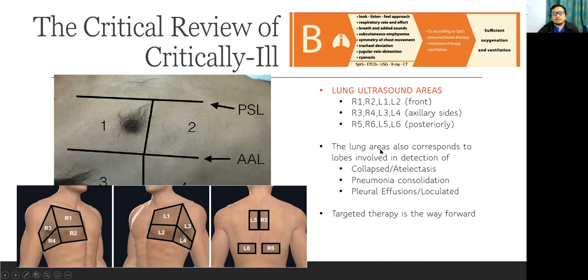According to the ultrasound ABC profile, you can identify whether the lung is collapsed, atelectasis, whether you have pneumonia or consolidation, and whether there is pleural effusion or loculated effusion. By knowing this, you can employ targeted therapy. For example, just now in the afternoon, one of my patients had a left lower lung collapse. Although he was breathing normally and spontaneously after extubation, when we detected this, we asked him to lie on his side, left side up, to improve ventilation in that particular targeted area of the lung.